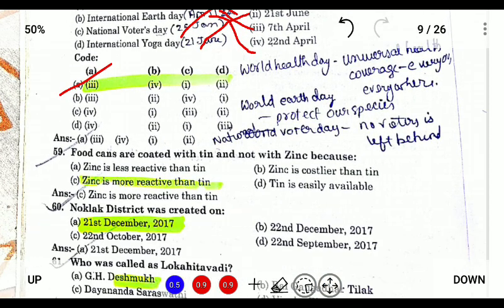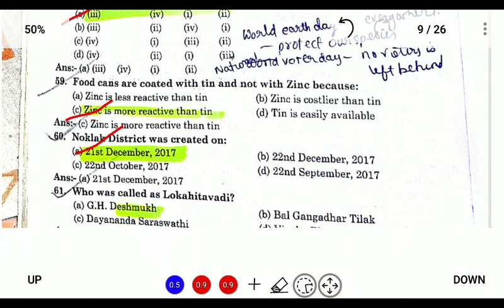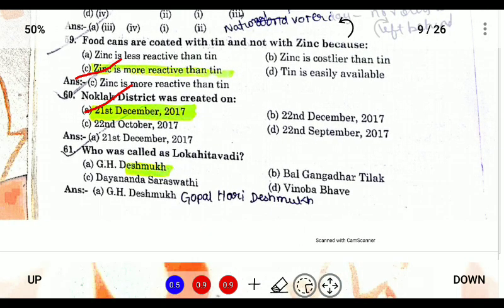Food cans are coated with tin and not zinc because zinc is more reactive than tin. So tin is less reactive, so it is used in food cans for storing food items. Kohima was created on 21st of December 2017. Who is known as Lokhitwadi? Lokhitwadi was also known as Gopal Hari Deshmukh.